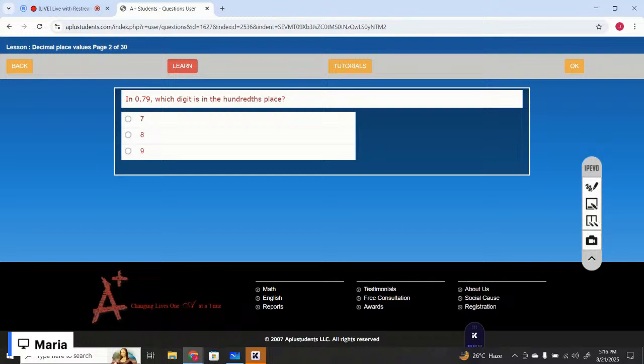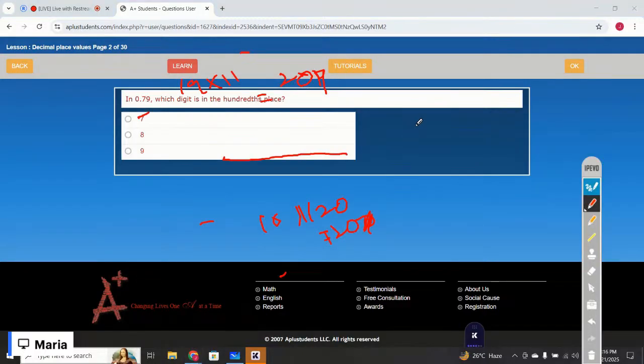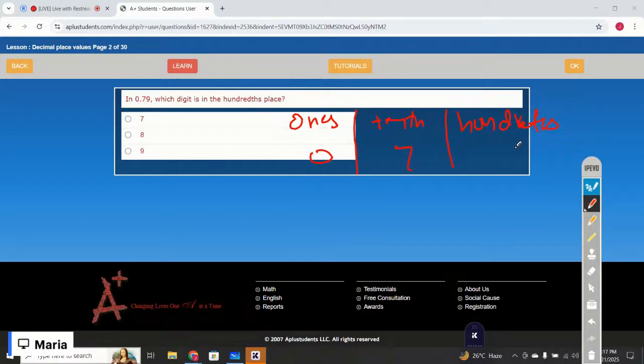In 0.79, which digit is at the hundredth place? So let's just make a place value chart, right? Ones, tenth, and then hundredth. So that is 0.79. The digit that's at the hundredth position is 9. The correct option is 9.